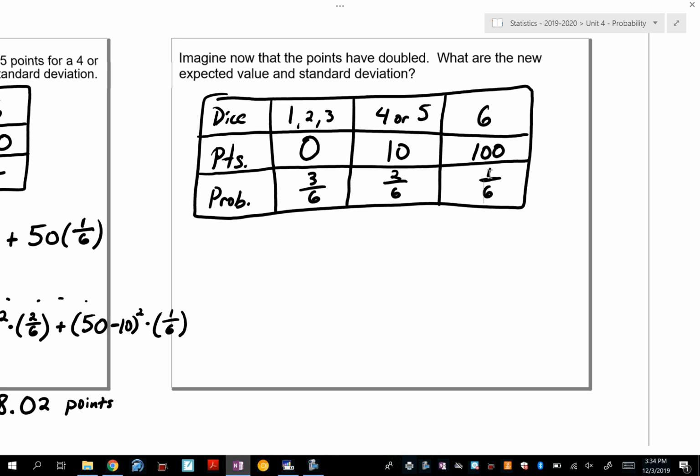Okay, so now the fun part. I want you to hit second data, which is stat. Now where it says second data, you should have something that says stats, and then one variable statistics or two variable statistics. You're going to click number one, which is one variable, one var stats.